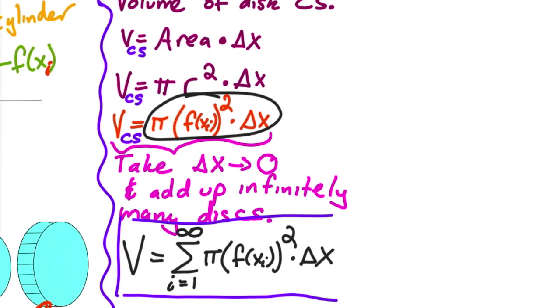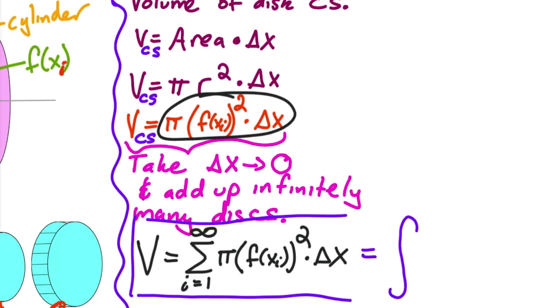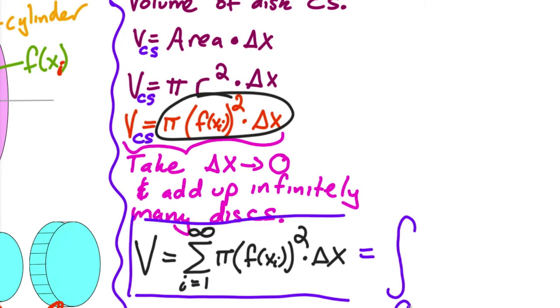This right here is equal to the integral from, in this case, where are you going from and to? Well, I'll just write it as a to b of pi times f of x sub i squared times dx.